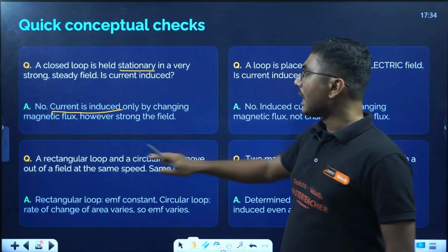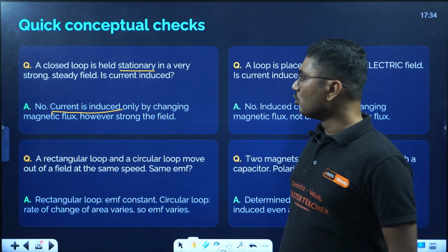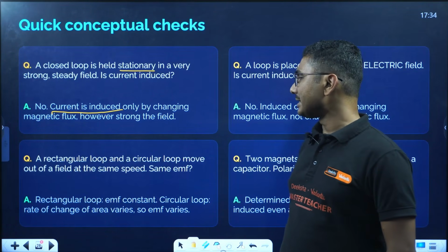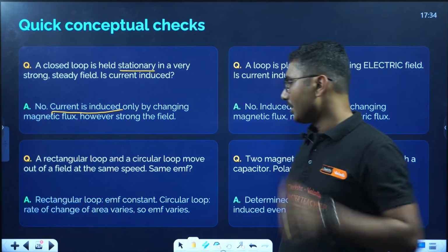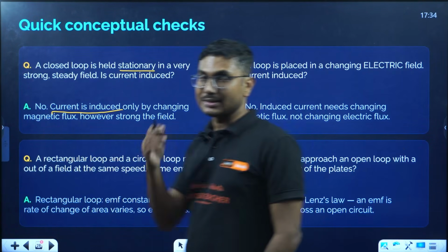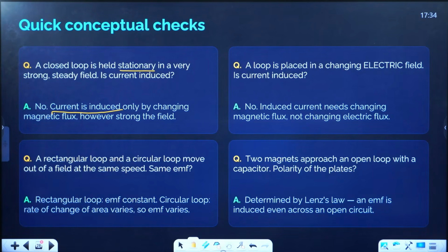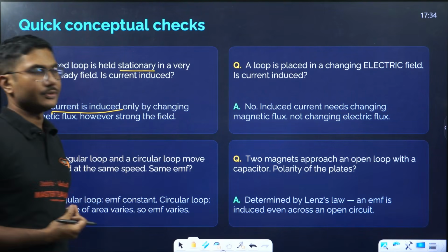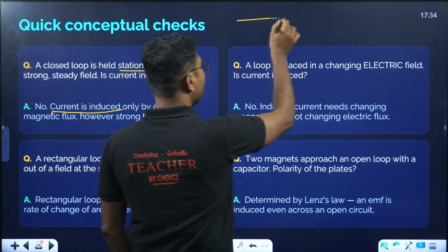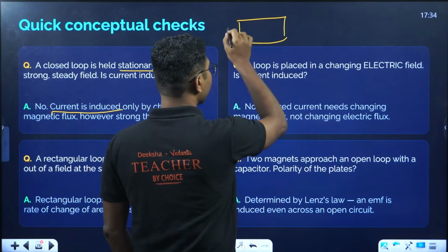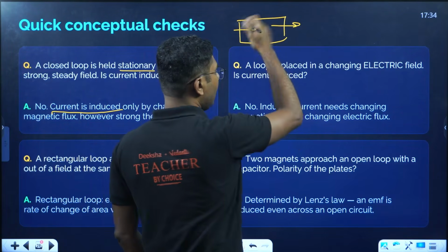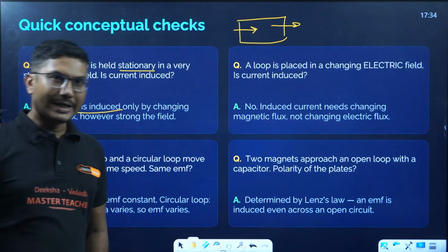Next, a rectangular loop and a circular loop move out of the field at the same speed. Is the EMF the same? For the rectangular loop, the EMF is constant. For the circular loop, the rate of change of area varies, so the EMF also varies. If you take a rectangular loop and the field is uniform, B into A is constant.